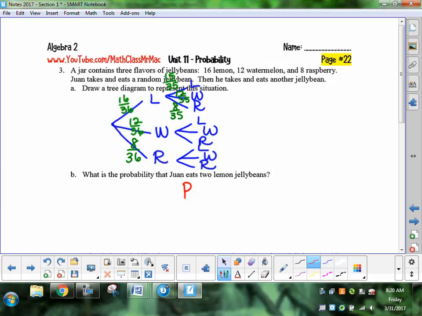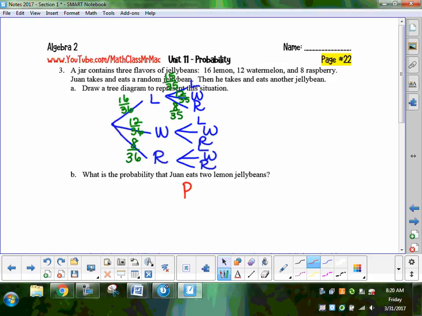For B, we have to go through and get the probability that this person gets 2 lemons. So I view it as lemon and lemon. How would we get that answer? You tell me. How would we compute lemon and lemon, or lemon then lemon? What would we have to do? Michael, what do you want to try?